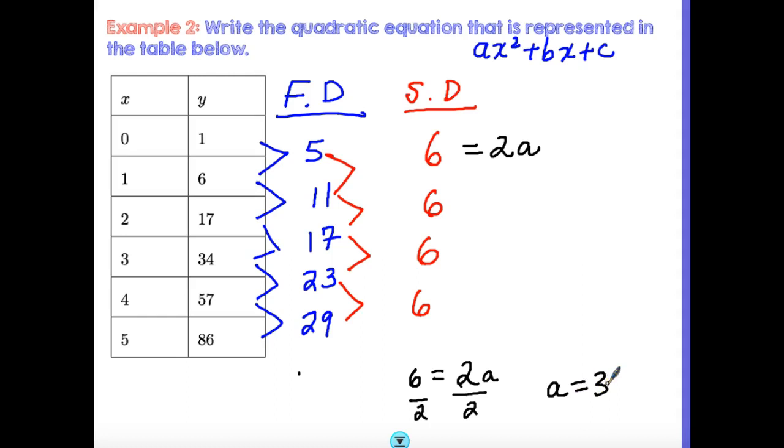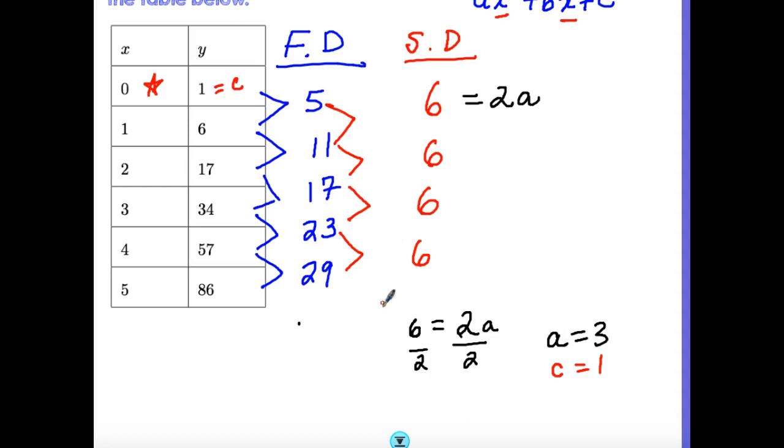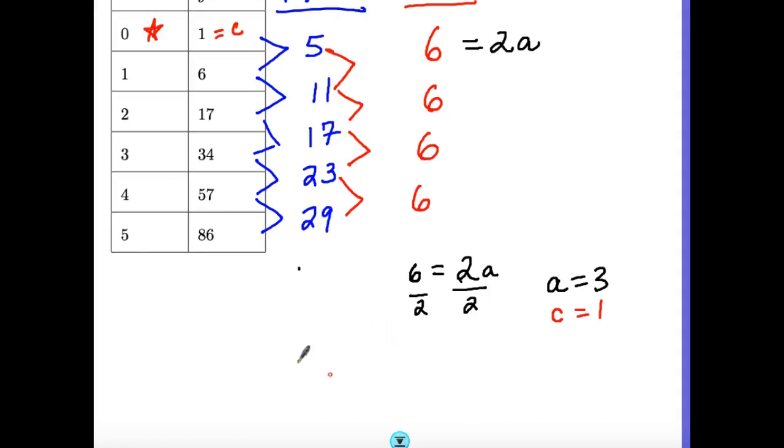Okay, so a is equal to 3. Now, we also know the c value, and because we have x being 0 here, if we plug 0 in for x, you're just left with c. So here's your c value. That's equal to c, and that happens when x equals 1. So we have a equals 3, we have c equals 1. Let's now go ahead and find our b value.